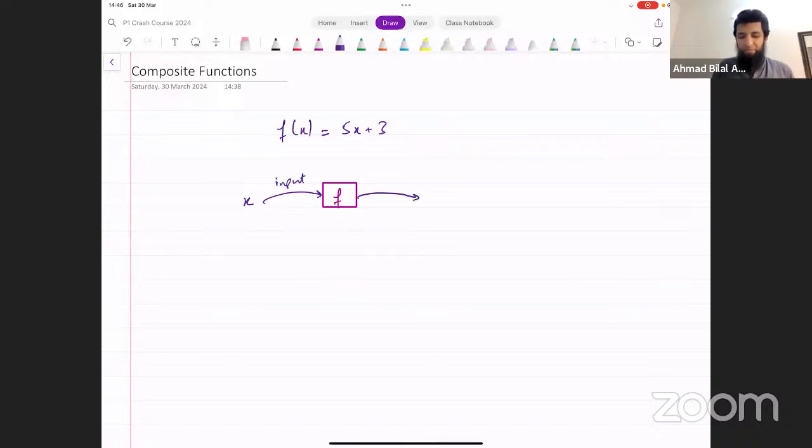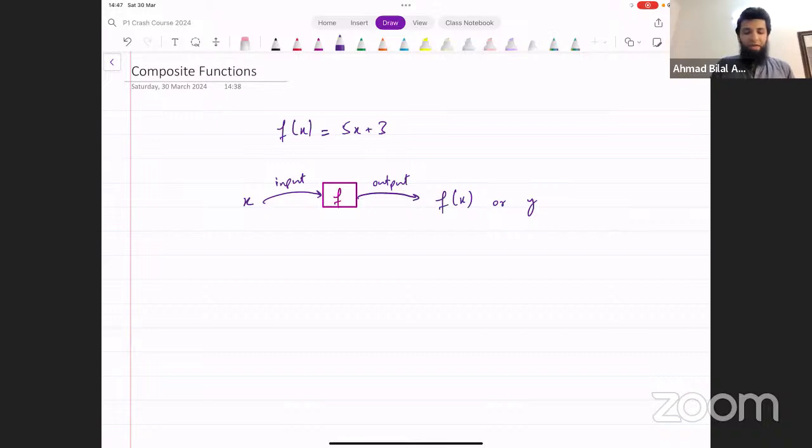This function f is applying some operations on this input x. For example, in this case, what it's doing is it's multiplying the input by 5 and then adding 3 to that. And then it's giving you a result, which we call the output of the function, which is going to be f of x. So x is the input that goes to the function, and f of x is the output that you get from that function. Okay, now you could call this f of x, or you could also call this y, the output that you're getting. You could also call it this.